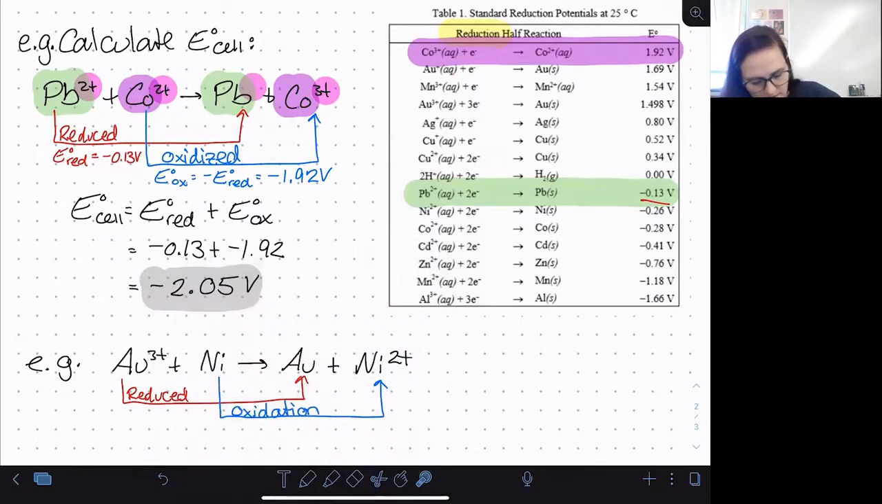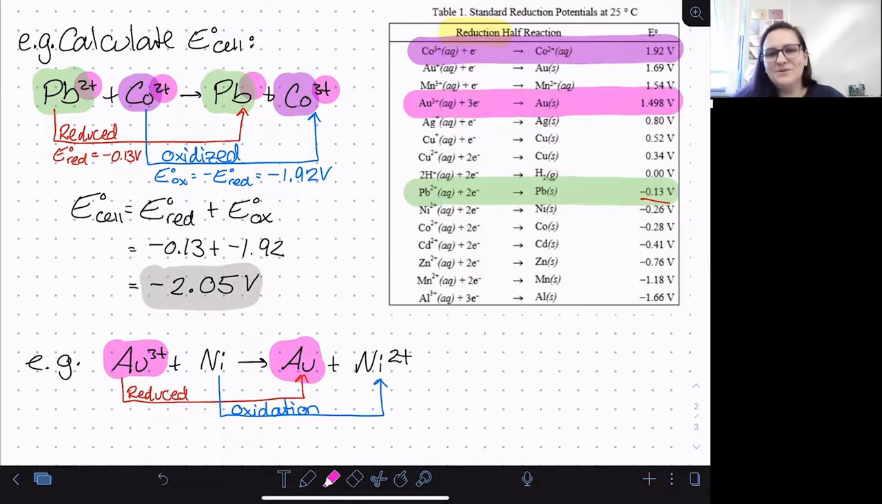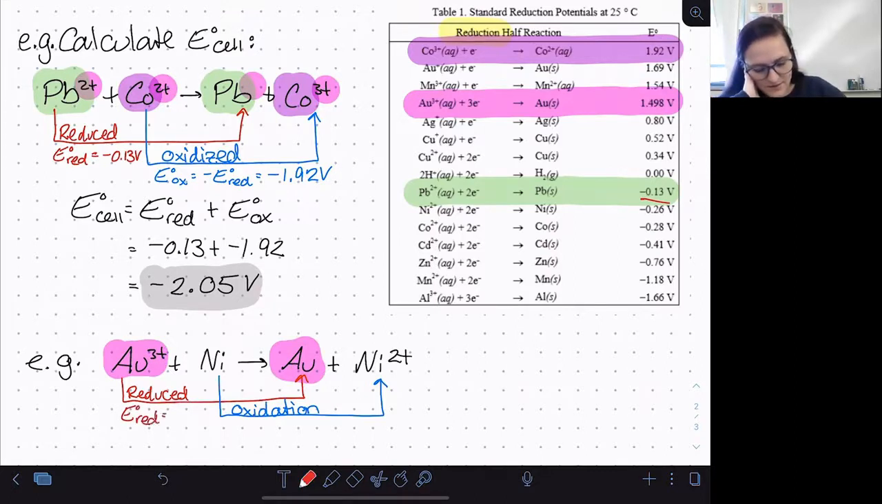Looking for our potentials, we need to find the reaction that involves gold 3+ and gold 0. That one is up here, second from the top. Nope, that is incorrect. That's gold 1+, sorry. Gold 3+ and gold 0 is this one. Do make sure you pay attention to the charges. This one was gold plus 1, which is not the charge that was given in the reaction, which was plus 3. So we want to make sure we're using that reaction. Gold is what's being reduced, so we're going to take that value exactly as it is, and that is our standard reduction potential of 1.498 volts.